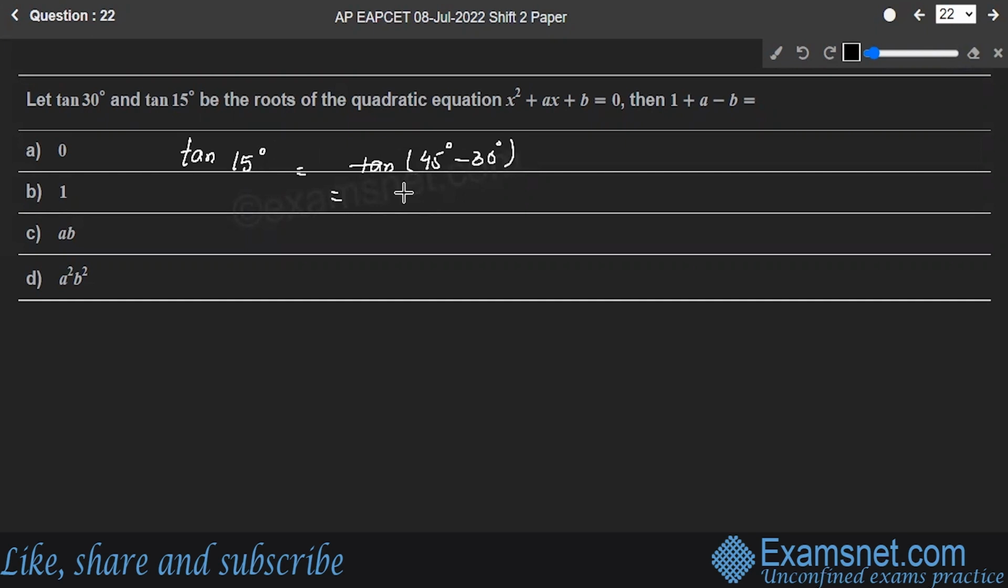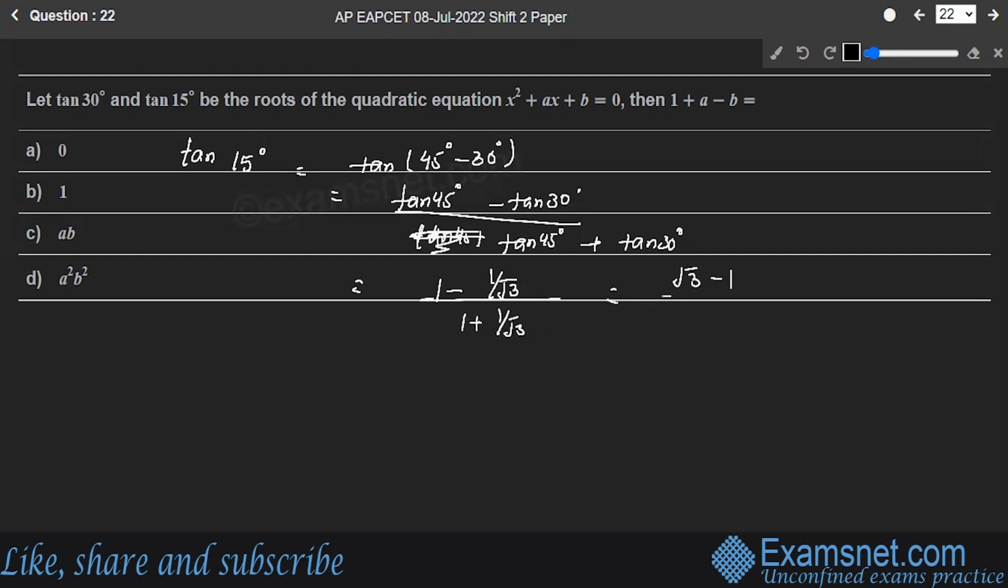Which is equal to (tan 45 minus tan 30) upon (1 plus tan 45 tan 30). So (1 minus 1 by root 3) upon (1 plus 1 by root 3), which on solving will give you (root 3 minus 1) upon (root 3 plus 1).